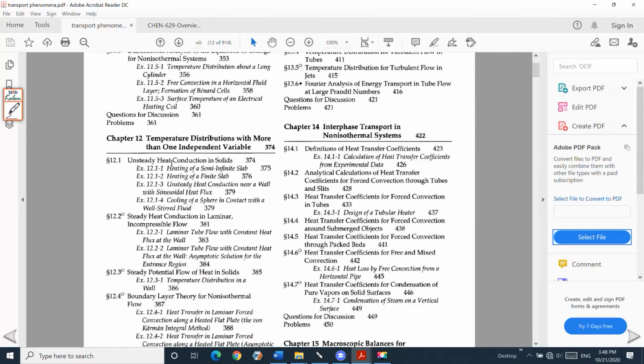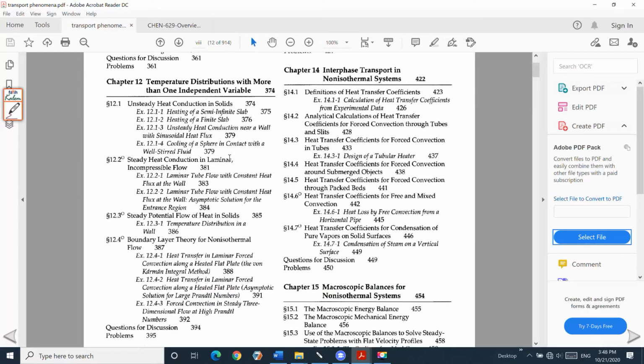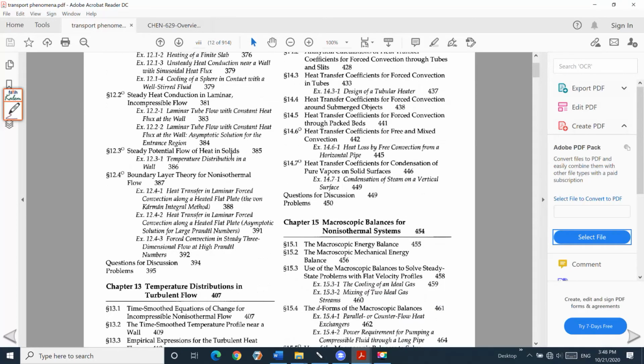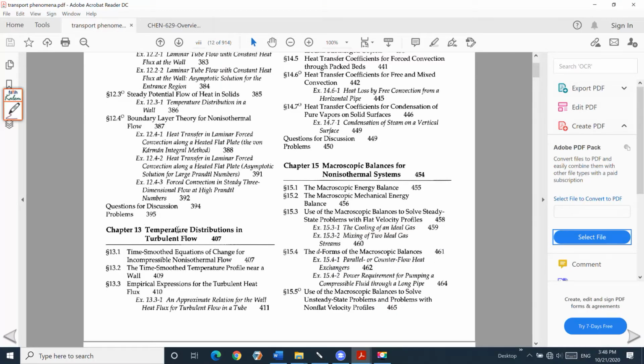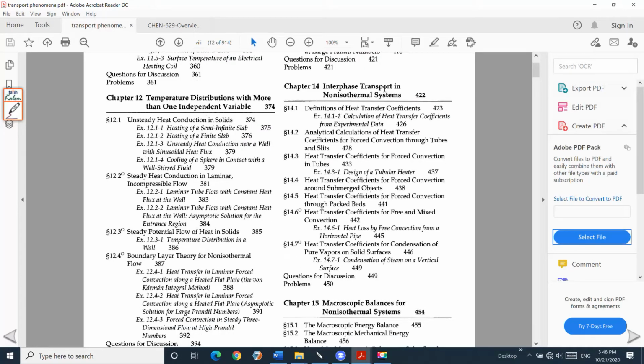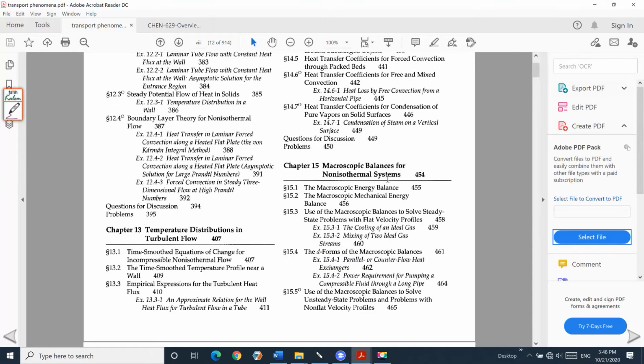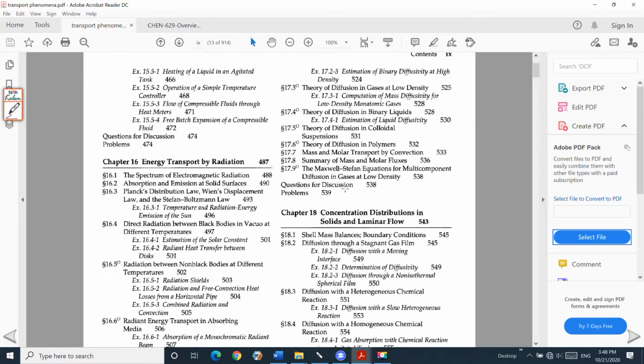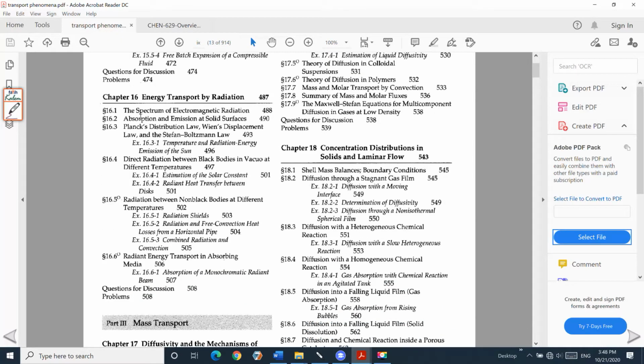Chapter 12 gives temperature distribution with more than one independent variable. Chapter 13 is temperature distribution in turbulent flow. And chapter 14 is interphase transport in non-isothermal systems. Chapter 15, again, is macroscopic balances for non-isothermal systems at the macro level. And chapter 16, the final chapter in this part, is energy transport by radiation.